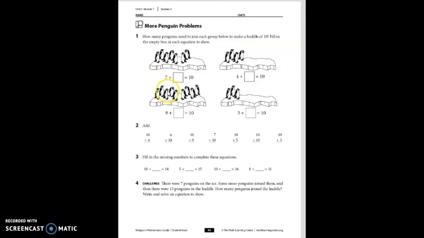All right, friends, our last thing for today is talking about the homework that is going to be assigned. So here is your homework that you're going to do at home after watching this video. More penguin problems. How many penguins need to join each group below to make the huddle of 10? Fill the empty box in each equation to show. So you're just going to fill in these unknown boxes how many more have to join in order to make the groups of 10, the huddles of 10. Down here, it is addition equations. Fill in the missing number to complete the equation, and then a challenge equation that you can do.